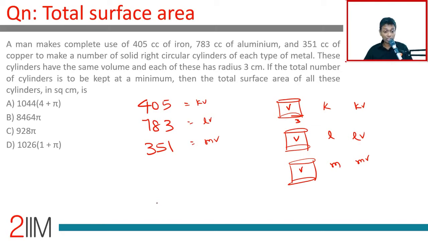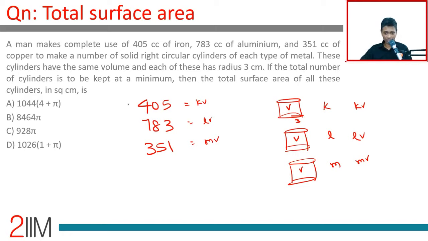The total number of cylinders is to be kept at a minimum, then V should be as high as possible. What does that mean? V should be a common factor of these numbers. It should be the largest possible such common factor. Or V is the HCF of 405, 783 and 351.